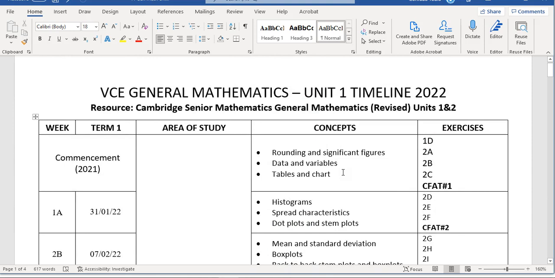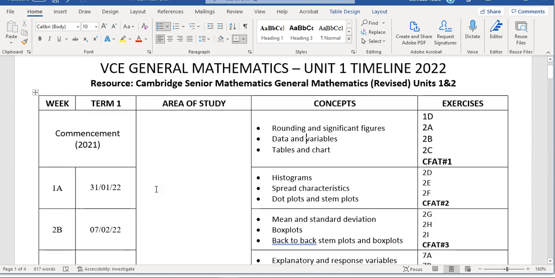We may or may not get through all of it, depending on how quickly we go through the content. That also means we may or may not get through that CFAT, and that's okay. We can push that to next term if we have to. But just so you understand, this is what we're going through: rounding, significant figures, data variables, tables, and charts.